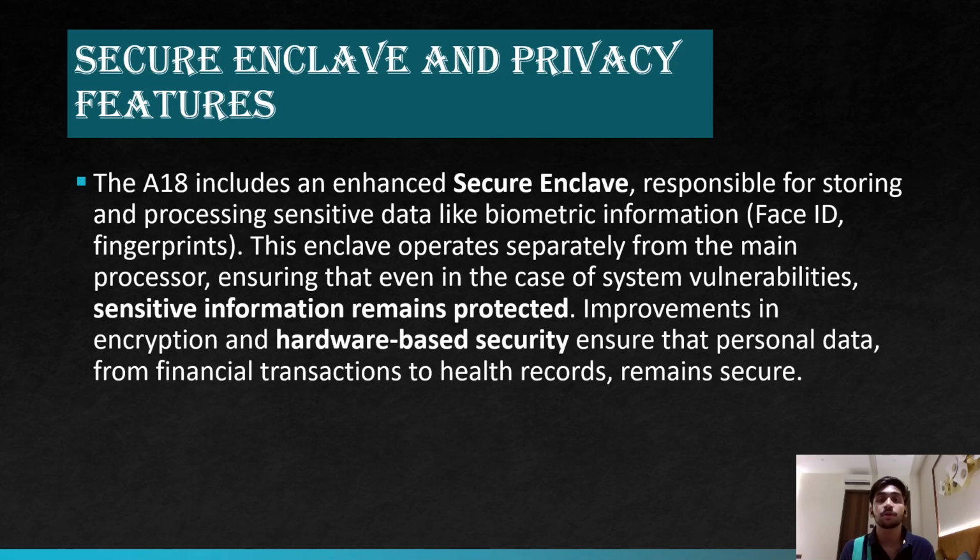As we know, privacy is the most important thing in today's world. A18 includes a secure enclave responsible for storing and processing sensitive data like biometric information, which includes your Face ID, fingerprints, your passwords, and all of that. This enclave operates separately from the main processor, ensuring that even in case of a system vulnerability, sensitive information is protected. So this tells us that if there is some malfunction in your system or some kind of hardware issue, your sensitive data will still remain protected, because Apple puts more emphasis on privacy features, because privacy is the key. Improvements in encryption and hardware-based security ensure that personal data, from financial transactions to health records, remains secure. So no third person can access your sensitive and private data.